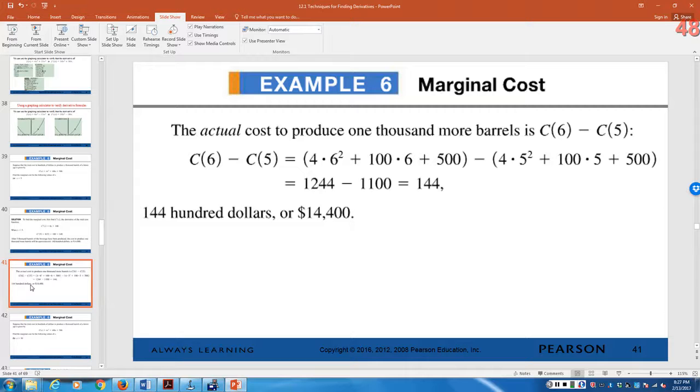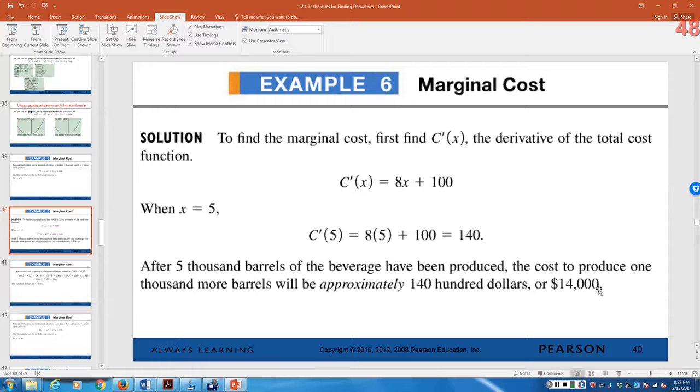The actual cost to produce 1,000 more barrels is C of 6 minus C of 5, so you go back to the original function. So the actual cost to produce 1,000 more barrels is, again, $14,400. That's not the rate of change. That's the actual cost of that additional 1,000 barrels. What's the advantage of knowing the marginal cost? That's the rate at which your cost is increasing at that point for the next 1,000 barrels.